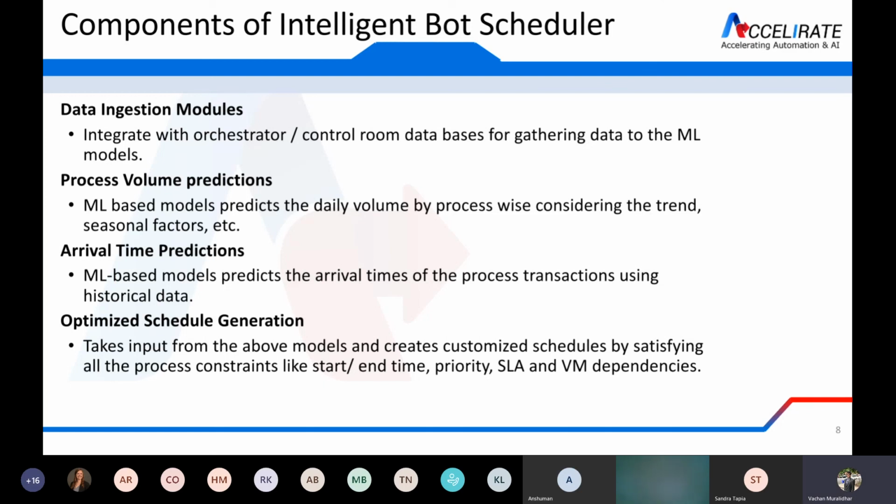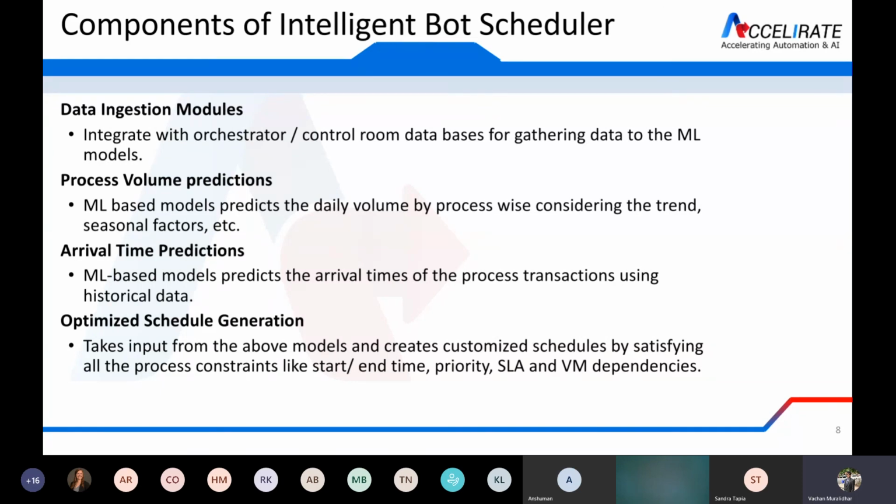What it does is it utilizes the historical data logged as transactional logs from the database. It utilizes all the data and builds the model, and then uses machine learning to optimize resource allocation. The intelligent bot scheduler has two separate models. One is the process volume prediction, and the second is the arrival time prediction. These two models will predict, for a certain day, which process requires how much licensing time, and when we can expect the transactions coming in.